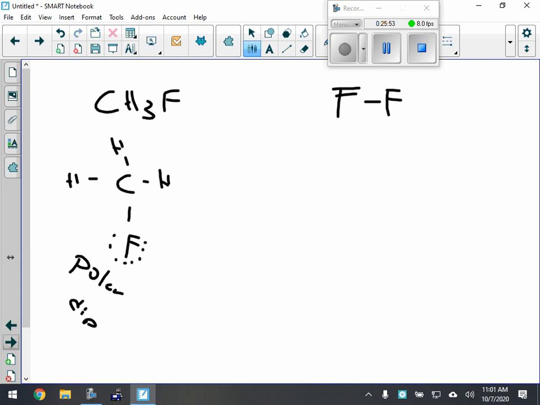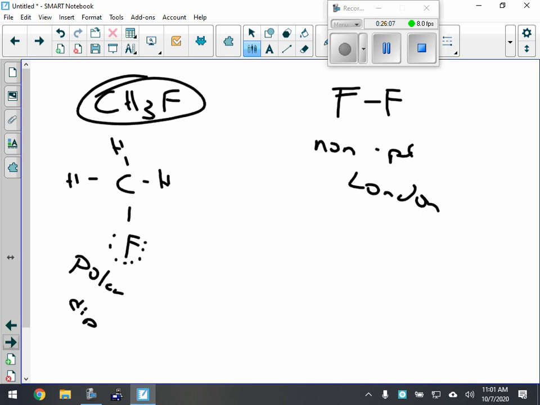What is this, polar? Non-polar? London. Okay. Which one's stronger? This one is the winner, yes? Dipole, dipole compared to hydrogen bonding. You know why they gave you this, right?